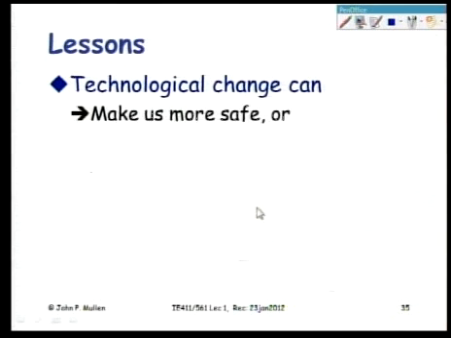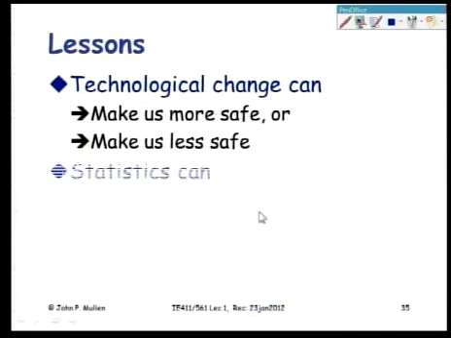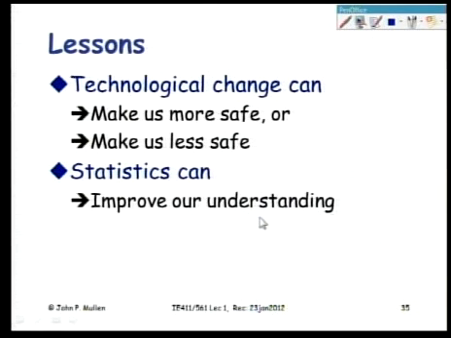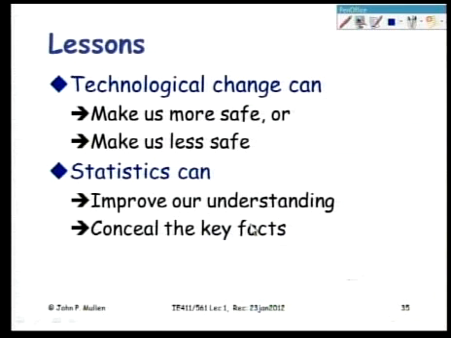What are the lessons? Technological change can make us safer or make us less safe, or actually both. It can be safe in one way and unsafe in another. Statistics can improve our understanding or conceal the key facts. Again, if you pick the wrong chart, you may come to the wrong conclusion. And as I mentioned, this is an election year, so you're going to see a lot of that. All right.